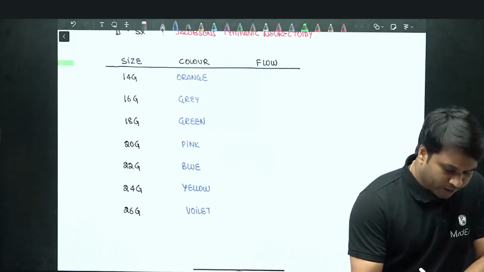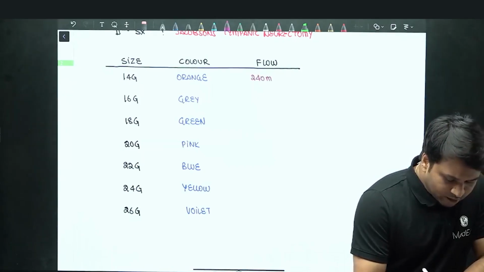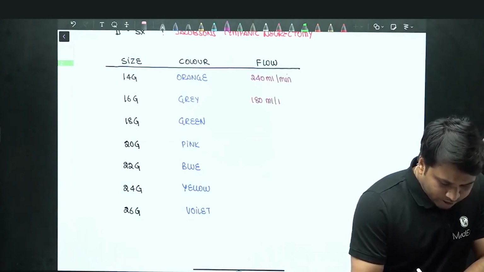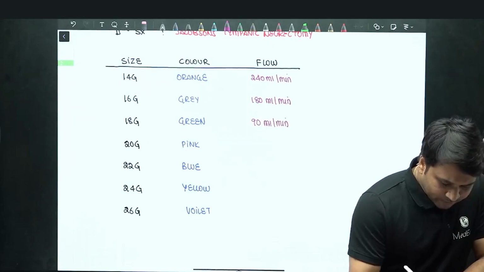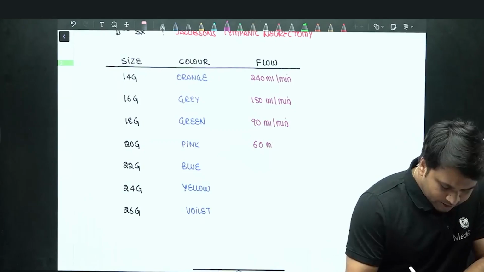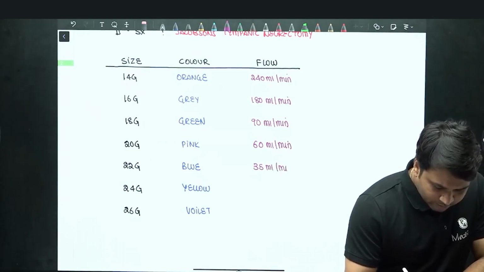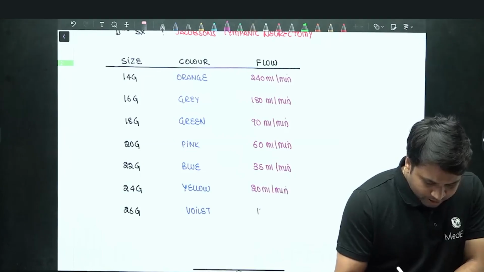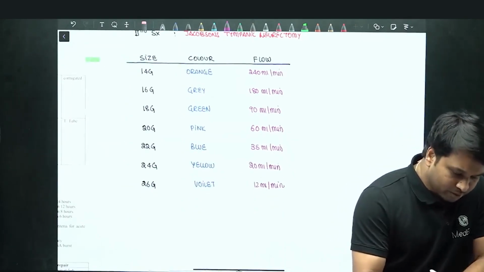Now, how much is the flow rate? The initial flow rate that you're looking at for 14 gauge is 240 ml per minute, right? Then your gray at 180 ml per minute. The green is going to be half of that, that is 90 ml per minute. Pink is going to be around 60 to 65 ml per minute, so we'll take a smaller number, that is 60 ml per minute. Blue is 35 ml per minute. Yellow is going to be 20 ml per minute, and violet is going to be 12 ml per minute.